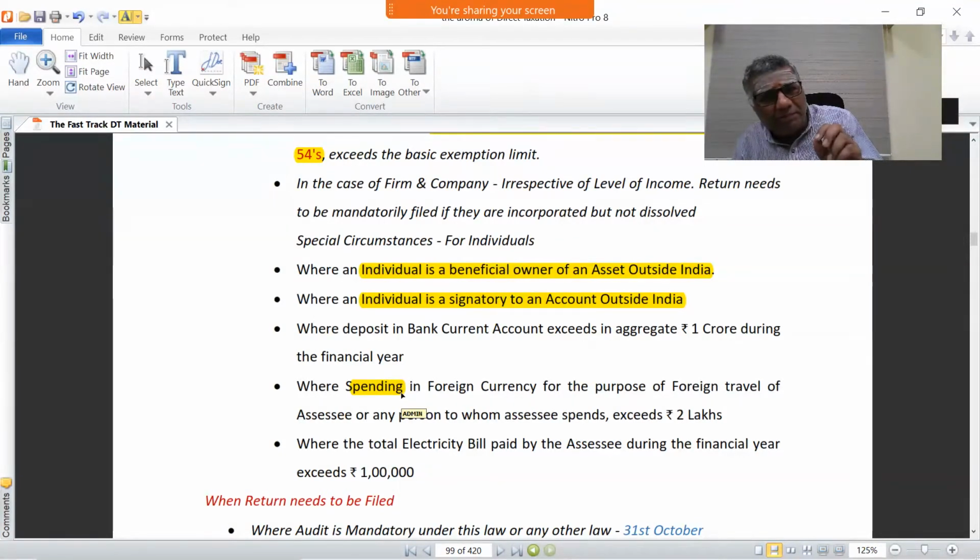Once more, where he is spending for foreign travel in excess of 2 lakhs, or if the electricity bill, that is not only for the individual, for everybody, exceeds 1 lakh in a year. If your electricity bill exceeds that, you need to file. Okay, this is part A.